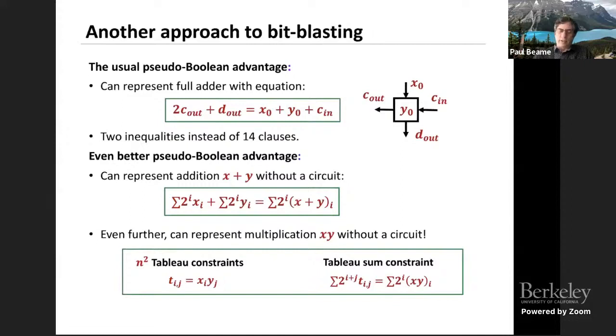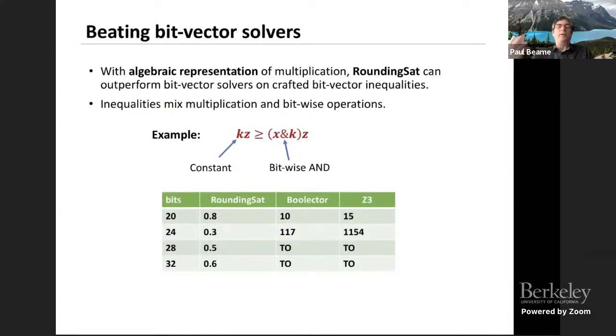Now, the tableau constraints themselves are not pseudo-Boolean, but we can represent them by these three equalities. And this is like the simplest case of a small amount of nonlinearity being simulated by pseudo-Boolean constraints. So how does this work? We can beat bit vector solvers without any other handholding, without combining with this algebraic representation of multiplication. So we did a simple example just as a test to mix multiplication and bitwise operations.